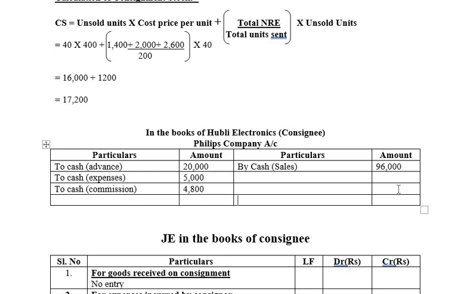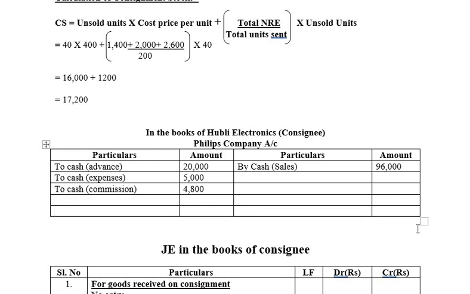Okay, what is the total here? Total is 96,000. 96,000. Credit side is more. Balance of that is 96,000 minus 20,000 minus 5,000 minus 4,800, which will give you 66,200.